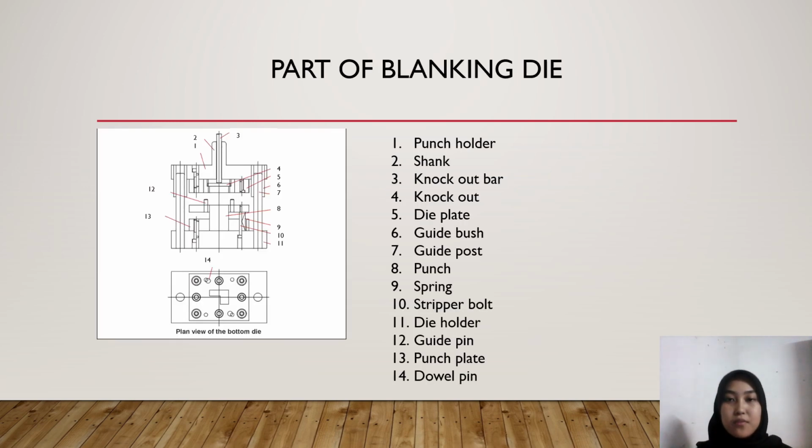This is the part of blanking die. First is punch holder, shank, knockout bar, knockout, die plate, guide bush, guide post, punch, spring, stripper ball, die holder, guide pin, punch plate, and lastly is dowel pin.